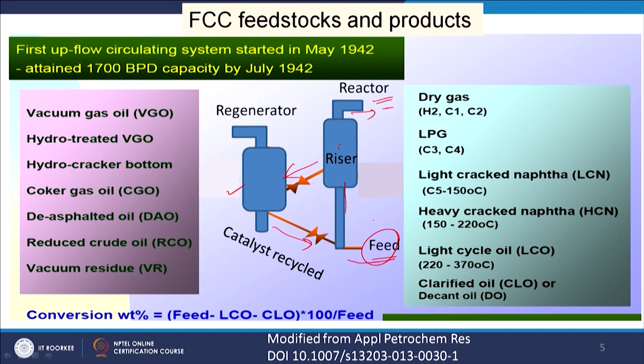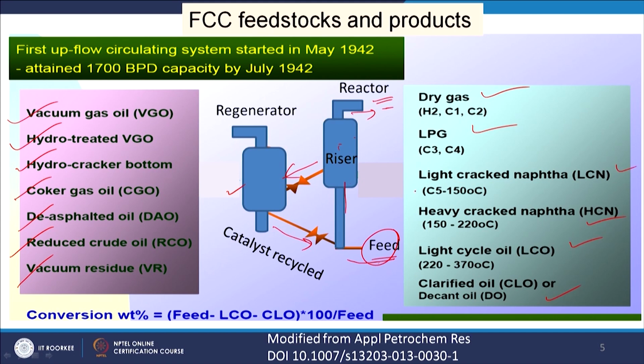Different types of feedstocks are used, like vacuum gas oil, hydrotreated VGO or vacuum gas oil, hydrocracker bottom, then coker gas oil, deasphalted oil, reduced crude oil and vacuum residue. So, any one of these feedstocks can be processed through this, so that we can achieve more valuable products from this. Some examples of these products are dry gas, LPG, light cracked naphtha, heavy cracked naphtha, light cycle oil and clarified oil.